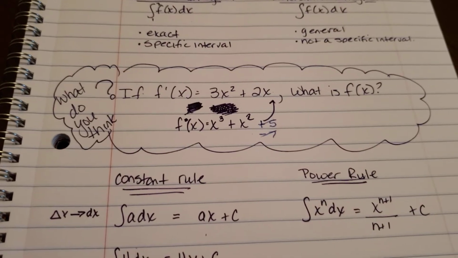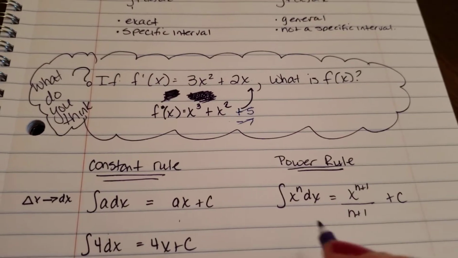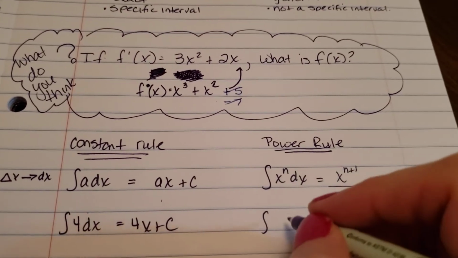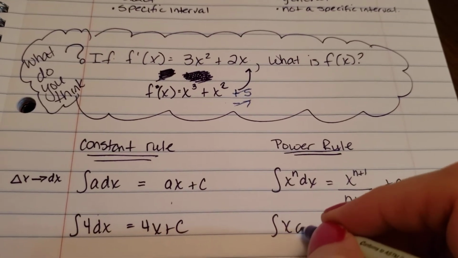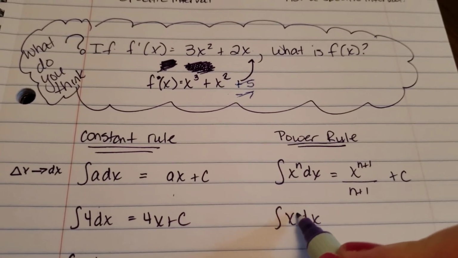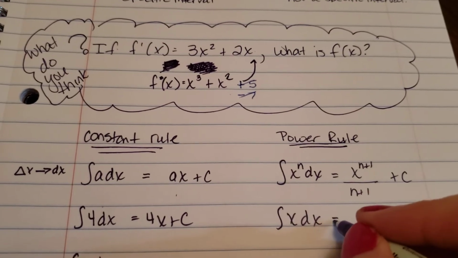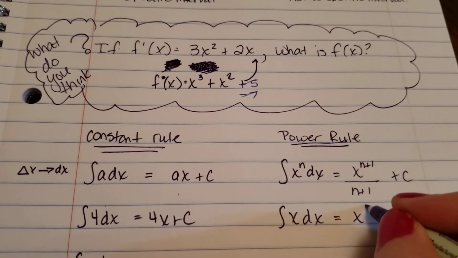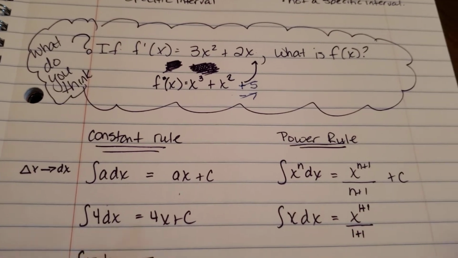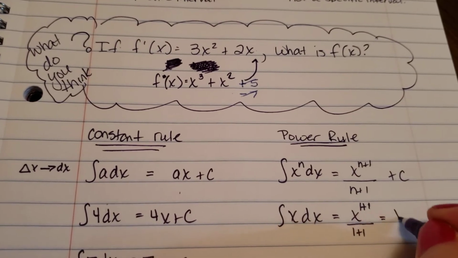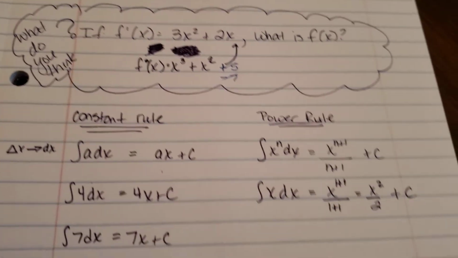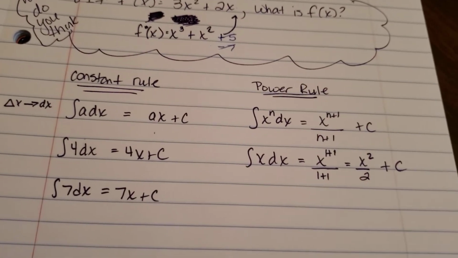So let's look at how that works out when your exponent is just 1. So we have the integral of x dx, knowing that there's an invisible 1 right here. So that would equal x to the 1 plus 1 power over 1 plus 1. So that equals x squared over 2. And then when we're done taking the antiderivative, we always add c.